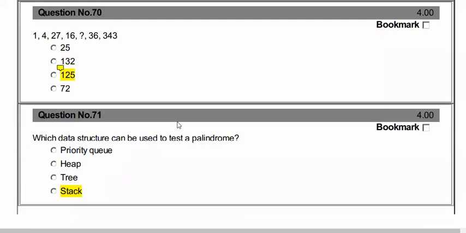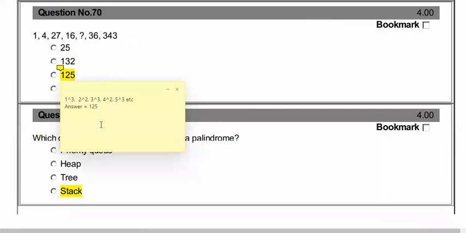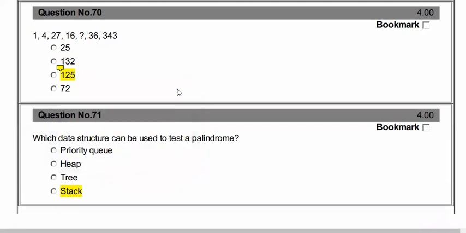1, 4, 27, 16, question mark, 36, 343. Option C is right, 125. That is, the sequence is 1 cube, 2 square, 3 cube, 4 square, 5 cube, etc. And the missing term is 5 cube, that is 125.